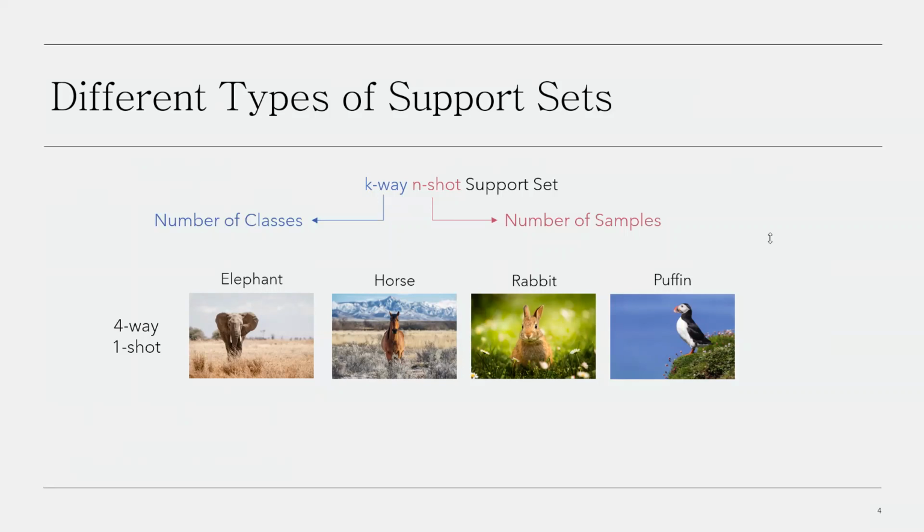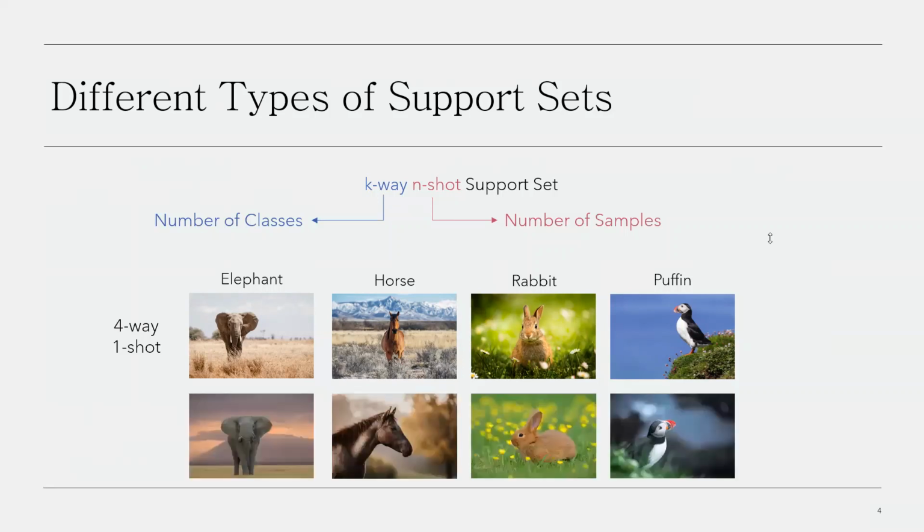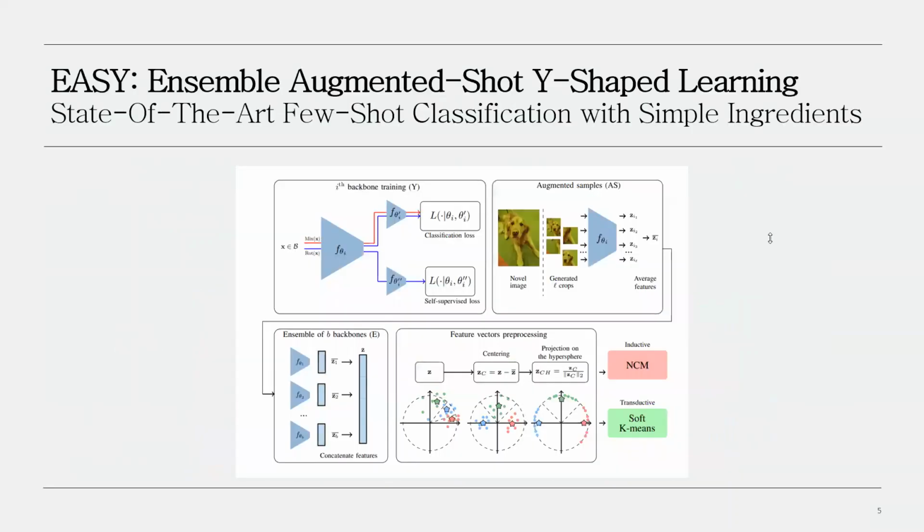However, if you were to add a second sample, so now each has 2, you still have 4 classes, so it's still 4-way, but it would actually be 2-shot for this one, just to give you guys a few examples.